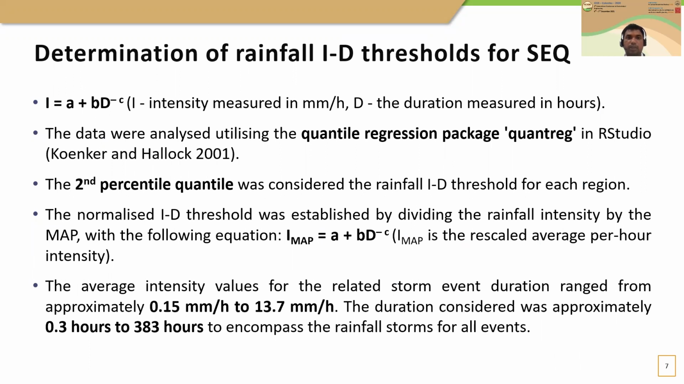Thresholds were determined for different quantiles, so that includes the second, 10th, 50th, and 90th percentile. The second percentile quantile was used to determine the rainfall ID thresholds for the SCQ region. The normalized ID threshold was also established by dividing the rainfall intensity by the mean annual precipitation value.